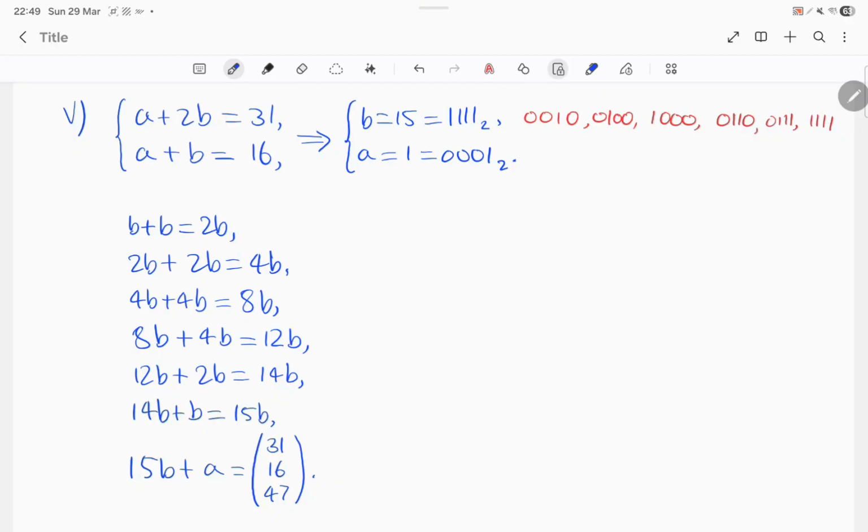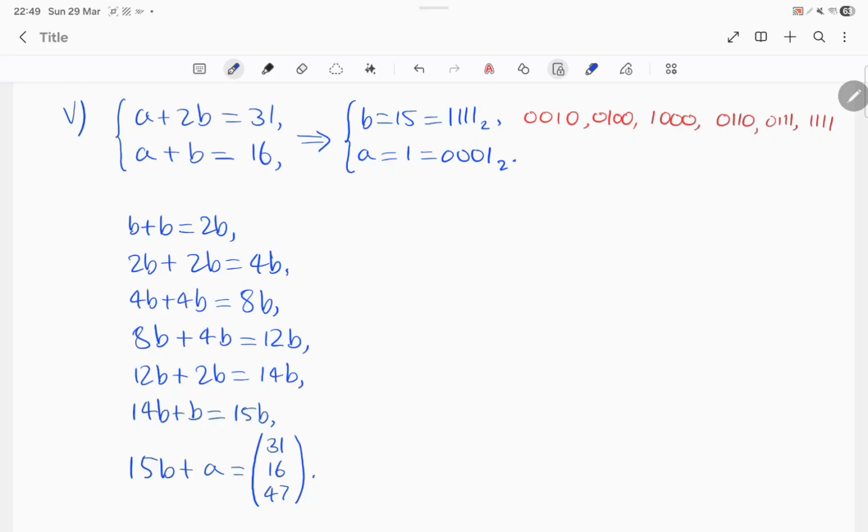If we take the row represented by B in one join move, we can get to the row represented by 2B, then we can get to the row represented by 4B, and then 8B. Each of these steps only takes one join move. We can then join these previous rows together, and we can get 12B, 14B, 15B in another 3 moves. Then in the very last move, we can add our 15B, represented by this 1111 written next to B here, and we can add this with the singular A, and this should give us 31, 16, 47.